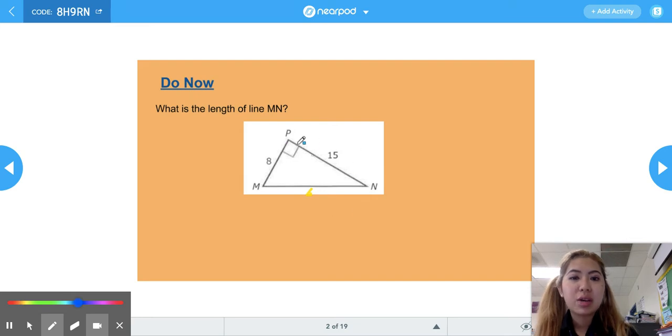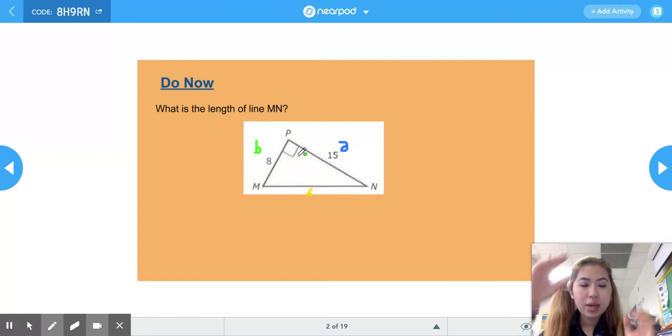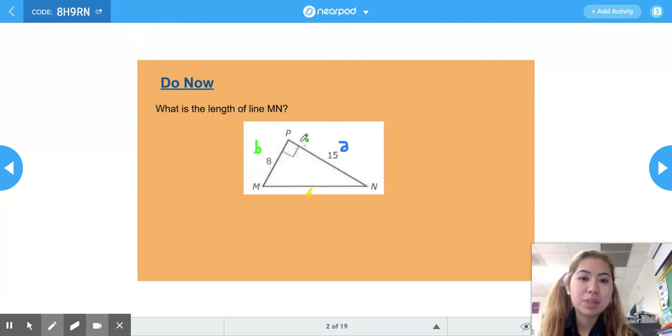So the height of the triangle is always going to be our A. That's one of the legs, and the base length of our triangle is always going to be our B. So even though this triangle right now is rotated, I know that this is going to be the height. Side PN is the height of the triangle, and side PM is the base of the triangle.